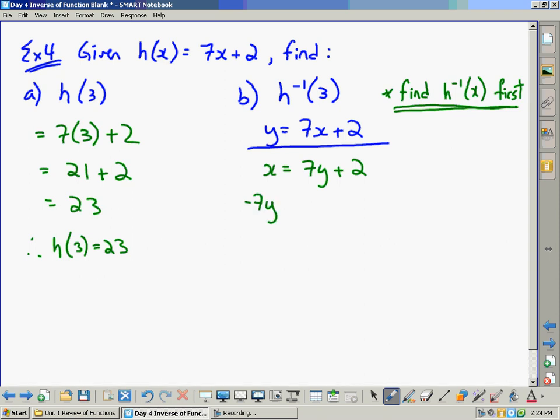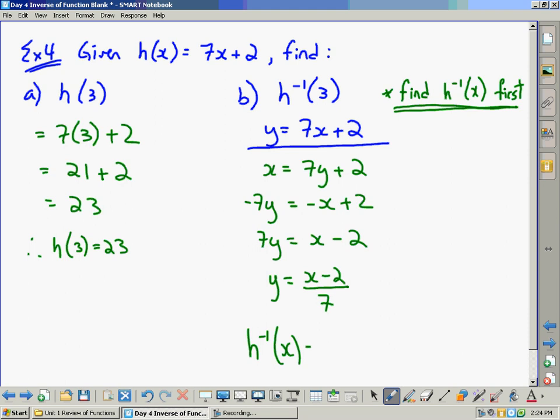So minus 7, bring it across. Take that x and make it minus x plus 2. Divide everything by negative 1, so 7y equals positive x minus 2. And then divide everything by 7, and I get x minus 2 over 7. This is the equation of the inverse. Notice I put h negative 1 because I'm using the h function this time instead of the f function from before.